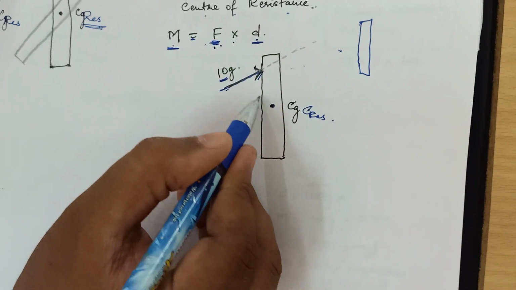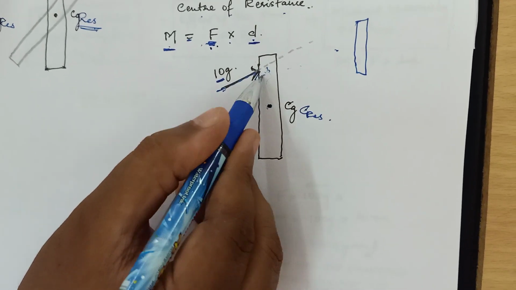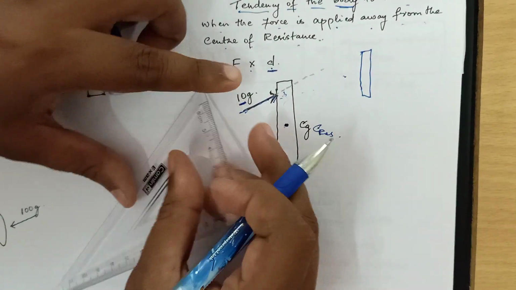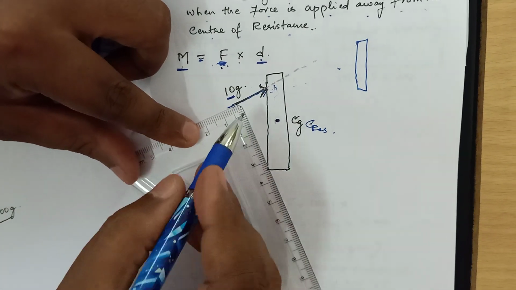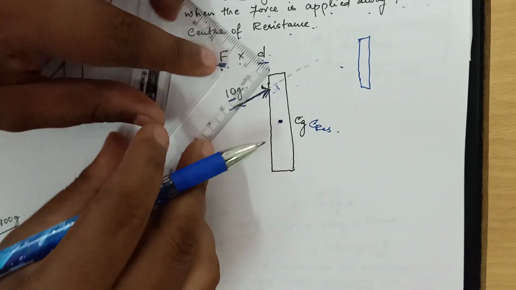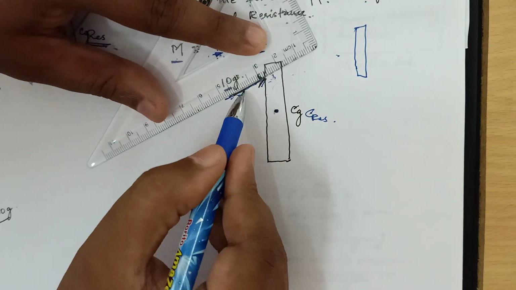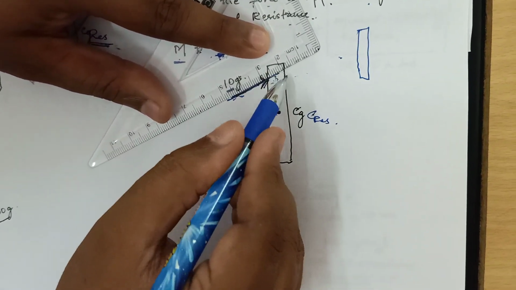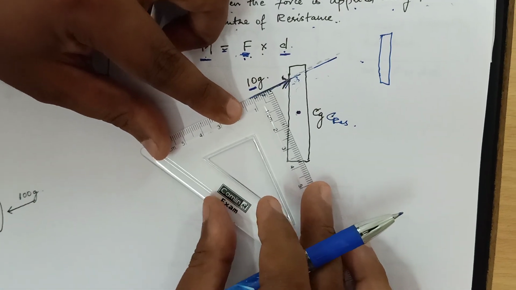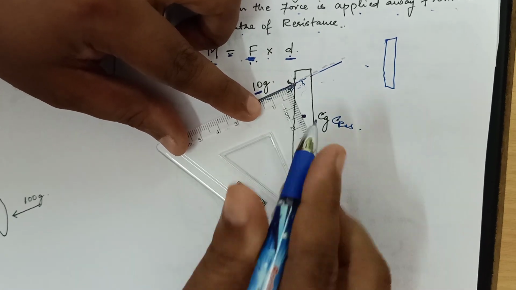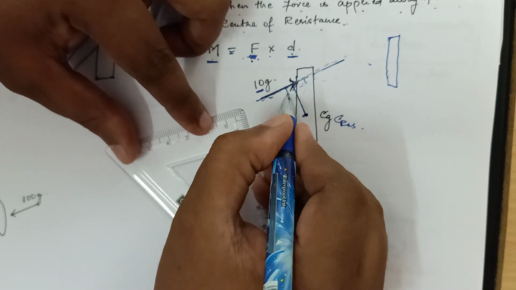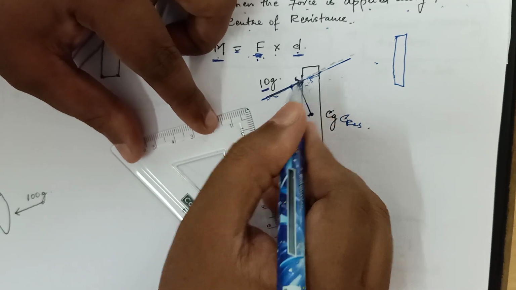Now you should not just measure the distance directly like this. You should take a perpendicular distance. You should use this instrument which is called a set square. This angle is 90 degrees, so you move the set square along the line. If required, we extend the force line of action. You extend the line of action of the force and then move the set square like this till it touches the center of resistance, then you draw a line. This line will be perpendicular, 90 degrees, to the line of action of the force.